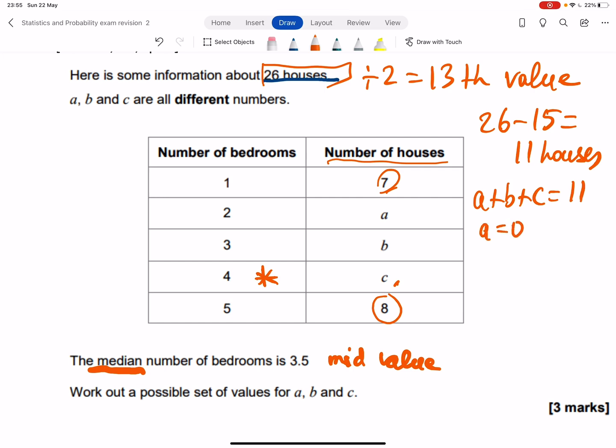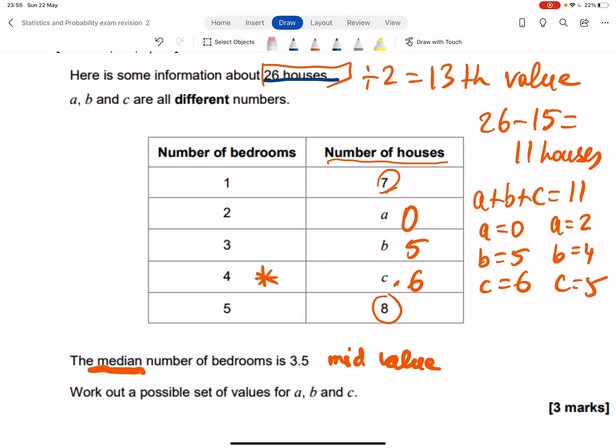So A can be 0, for example, B can be 5, and C can be 6, because all 3 add up to 11. Or A can be 0, B can be 6, C can be 5, or A can be anything else. So basically go for 3 numbers which added give you 11. Okay, let's just put the numbers here for A, 0, 5, and 6.